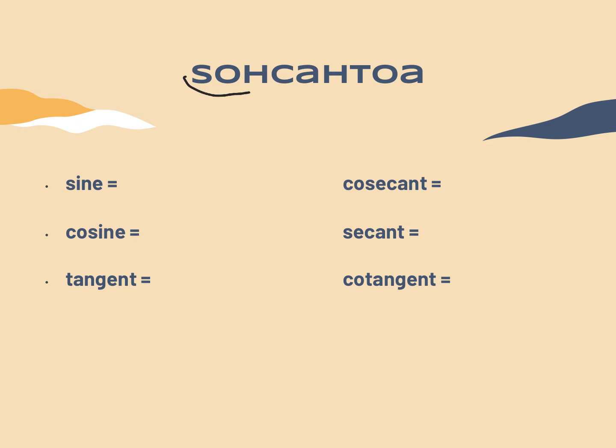So the SOH, that's for the trig function sine. The S is for the sine, the O is for opposite, the H stands for hypotenuse. The CAH in the middle, the C stands for cosine, which is adjacent over hypotenuse. And then the TOA is for the tangent, and it's opposite over adjacent.